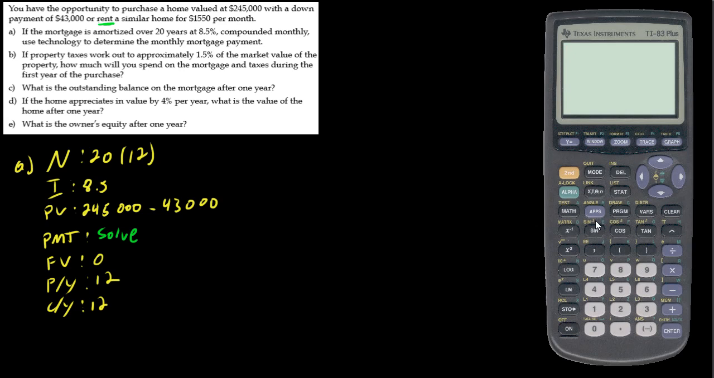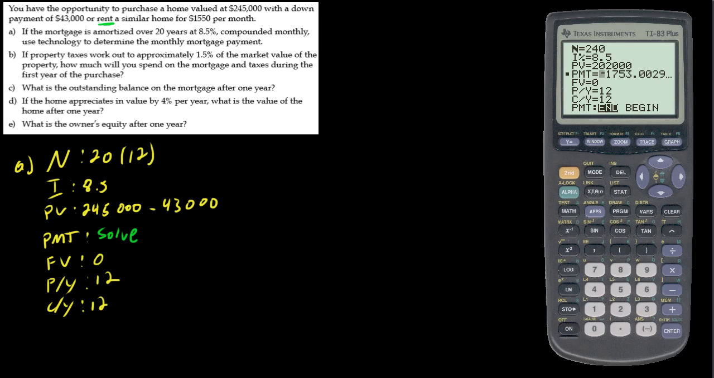So in our calculator, let's go to Apps, Finance, and plug in what we know. N is 20 times 12, our interest is 8.5, and let's make sure everything adds in rightly. PV is 245,000 minus 43,000. We've got our PMT that we're going to solve for, and we're going to come back to that one. FV is going to be 0. P/Y is going to be 12. And we can go ahead and solve that.